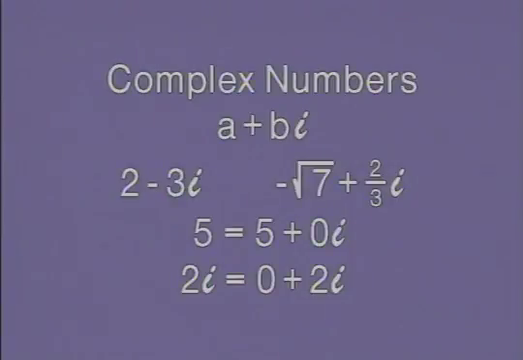A real number, like 5, as indicated on the third line, can be written in complex form, that is, as 5 plus 0i, since 0 times i is nothing. An imaginary number, such as 2i, can also be written as a complex number, and that's seen on the bottom line in this visual, which is 2i is 0 plus 2i.